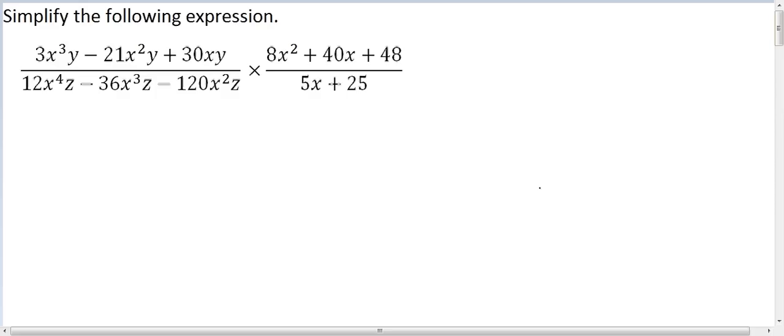When we multiply two rational expressions together, we can rewrite the expression as a single fraction with the numerator equal to the multiple of the two original numerators and the denominator equal to the multiple of the two original denominators. Once we have a single fraction, we can carry on as we did in the previous video and cancel out common factors to simplify these expressions.